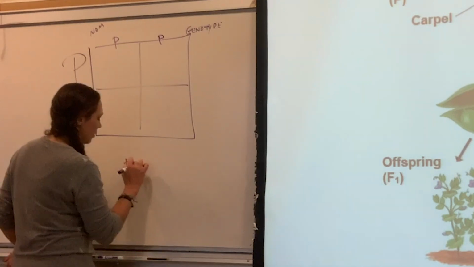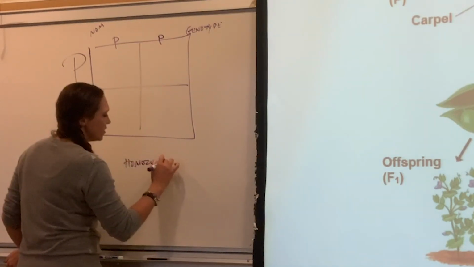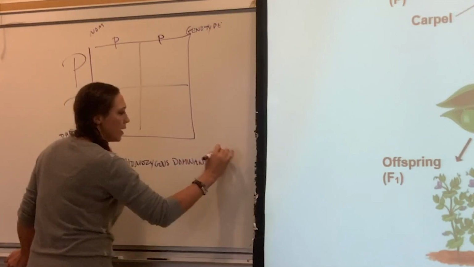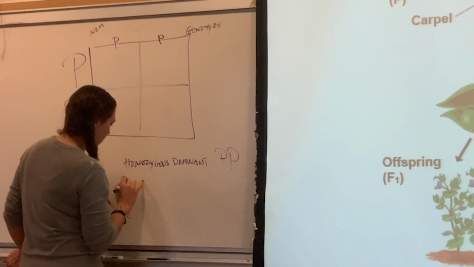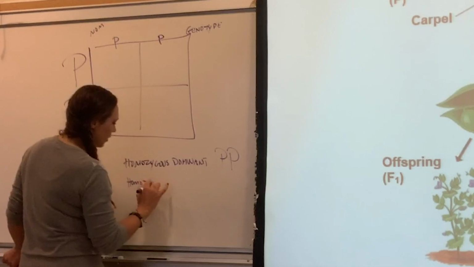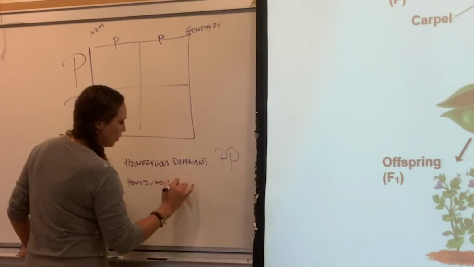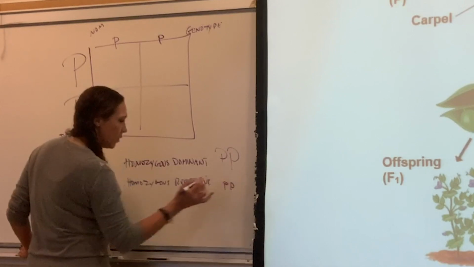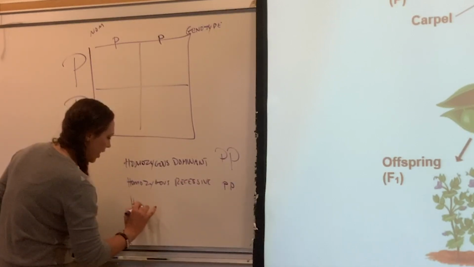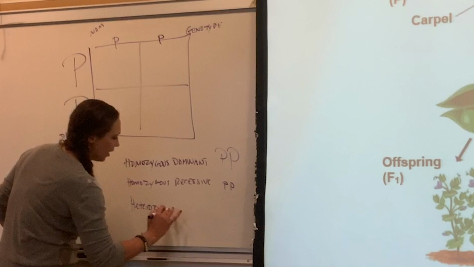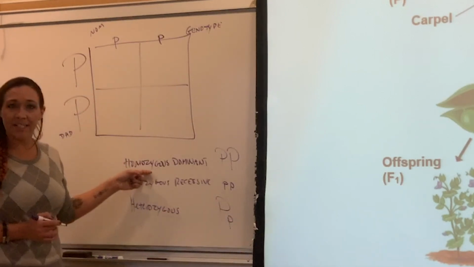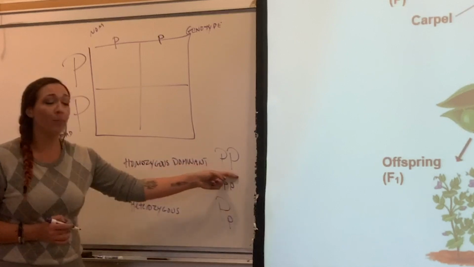So we have homozygous dominant, capital P, capital P. We have homozygous recessive, lowercase p, lowercase p, and we have what's called heterozygous, capital P, lowercase p. Remember, homozygous, homo means the same. Homozygous dominant, they're both dominant.